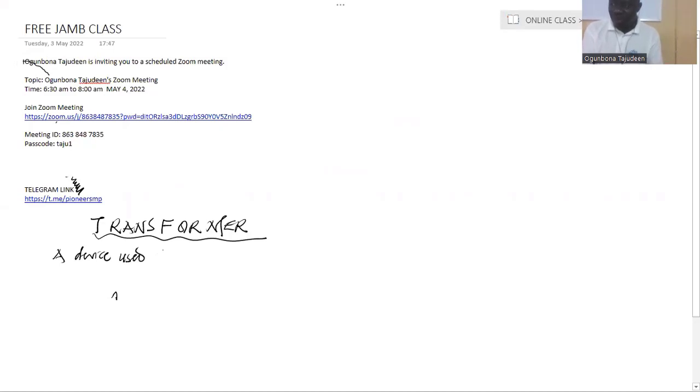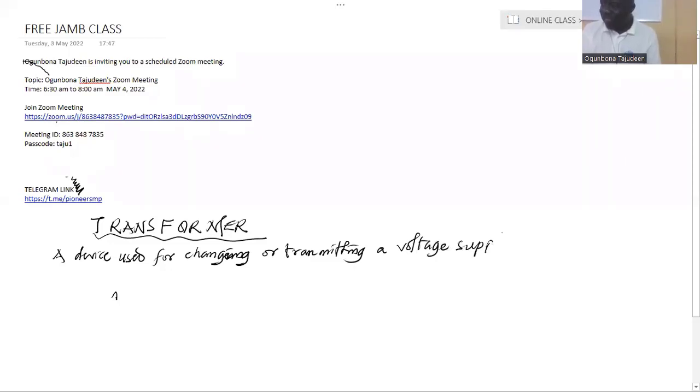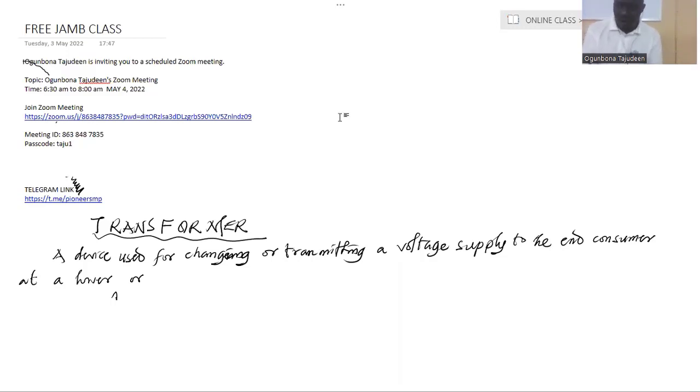Used for changing or transmitting a voltage supply to the end consumer at a lower or higher form.